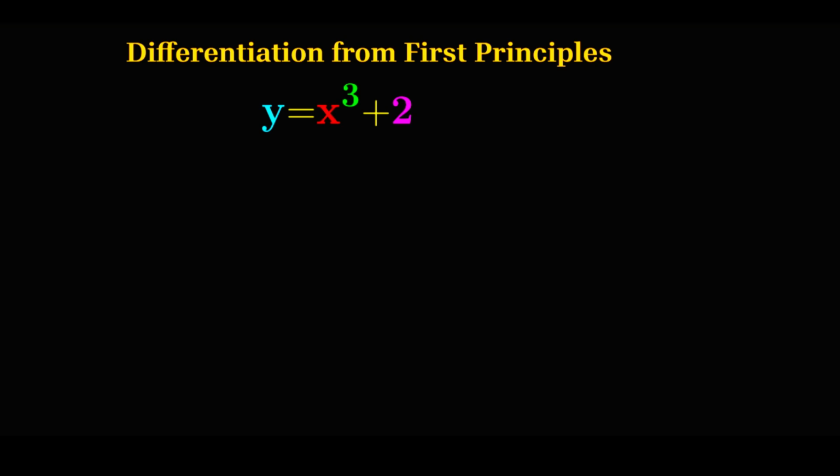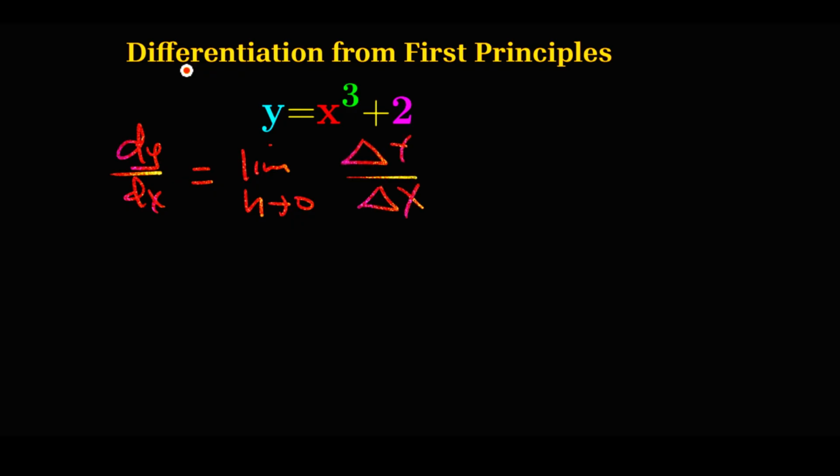In this video, we're going to learn how to do differentiation from first principles. So the formula for this is dy/dx is given by the limit as h tends to 0 of change in y over change in x. Change in y over change in x is the same as the gradient function. And h is the small change in x when you move along a curve or a line.